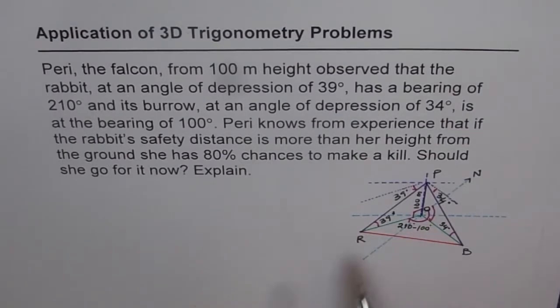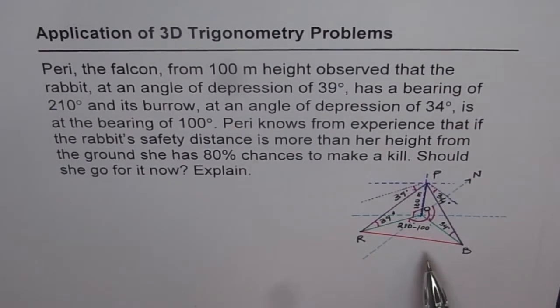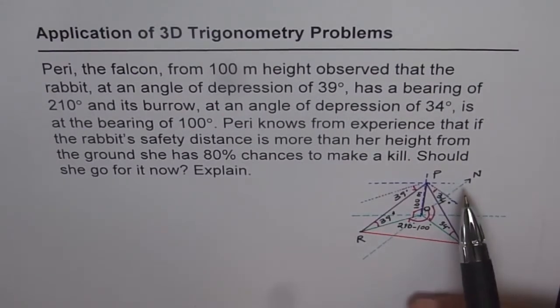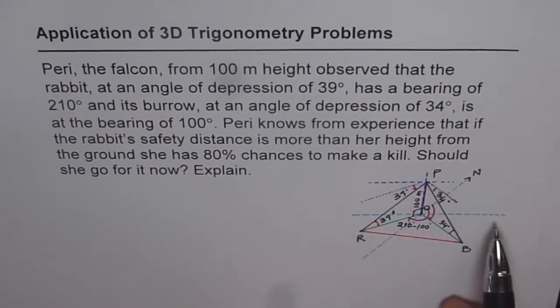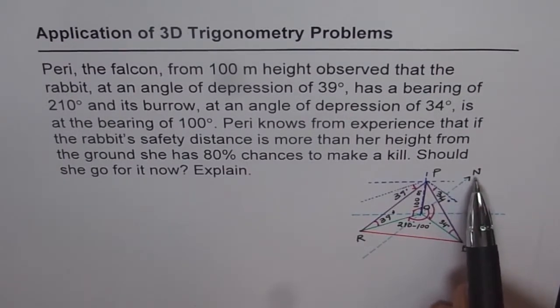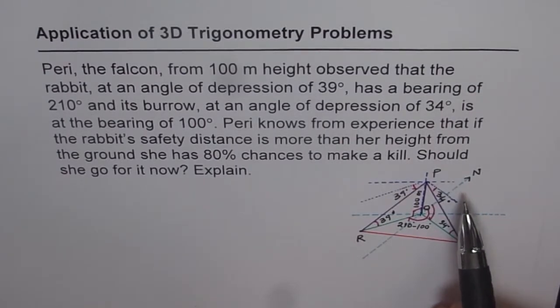Now, I have represented the situation in the form of a diagram, and that's very critical to understand. Let's look into that first. So these light blue lines here indicate the horizontal plane where north is being pointed, right? When we are given bearing angles, all the angles are clockwise from north.